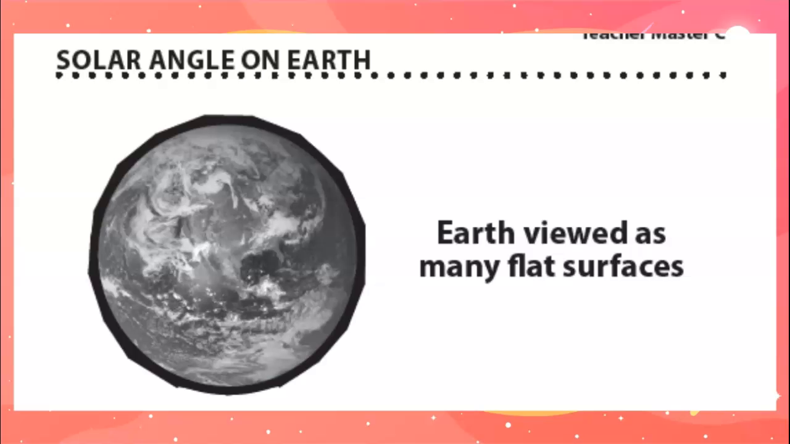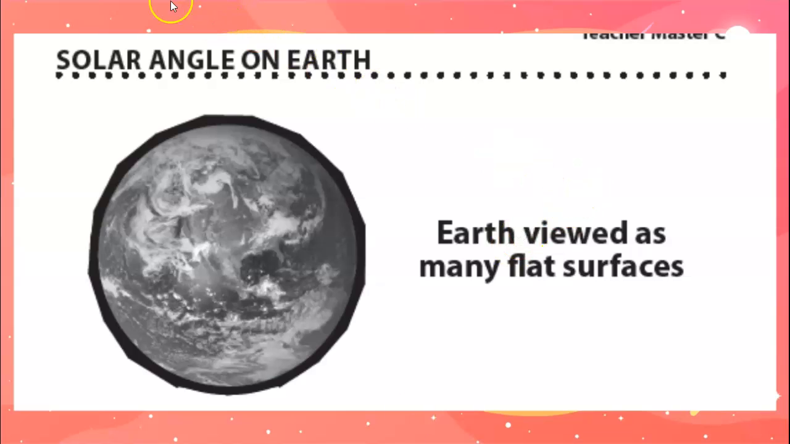Since the Earth is round, the angle at which light hits Earth is different from place to place. Light doesn't come to the Earth from different angles. It all comes from the sun. Light strikes surfaces that are at different angles. So if we look at this picture, you can see we can think of Earth as many flat surfaces. And we've kind of shown that with this black, many-sided shape around the planet. So remember, the angle between the incoming rays of the sunlight and the surface of the land is the solar angle.